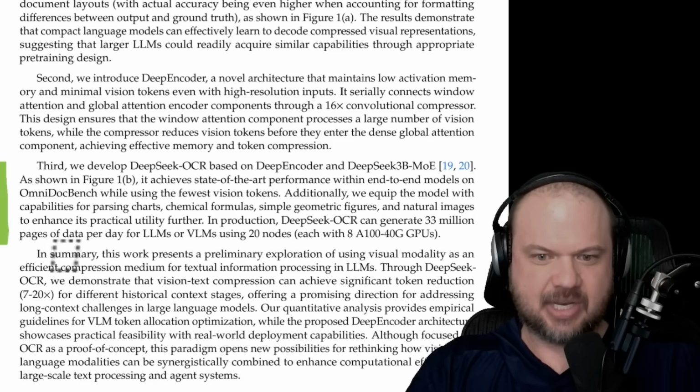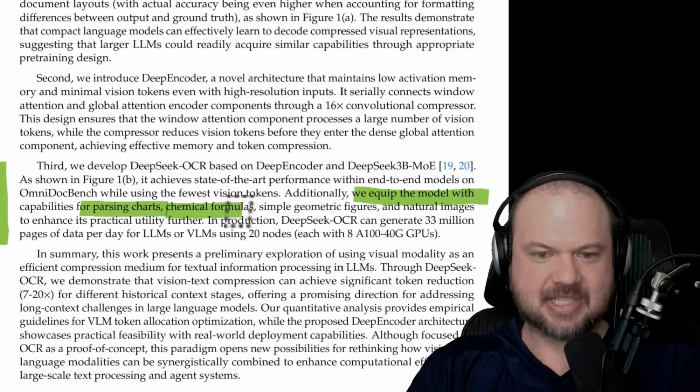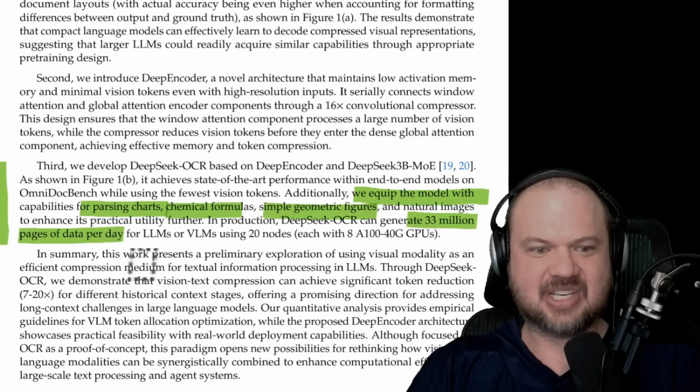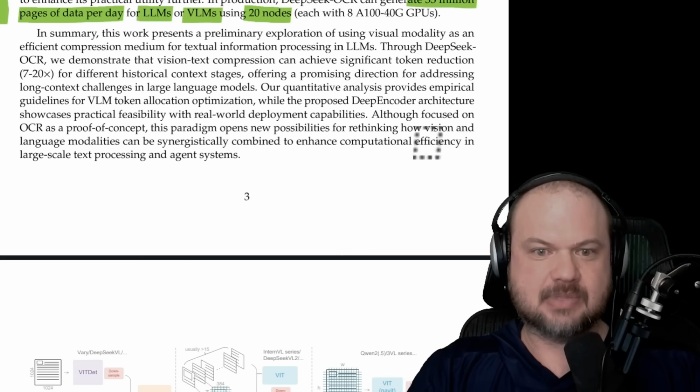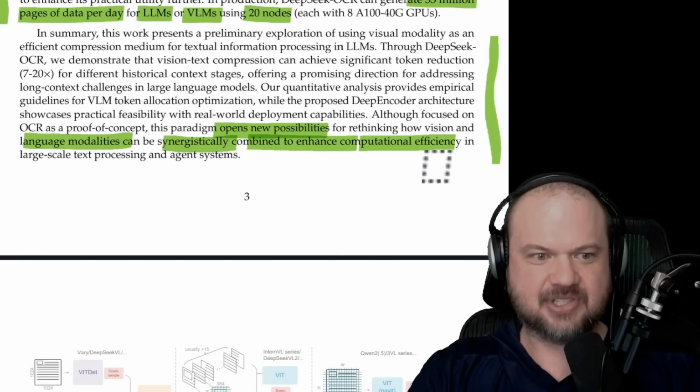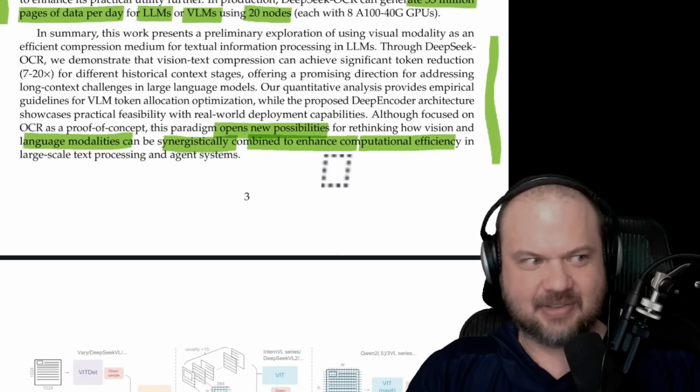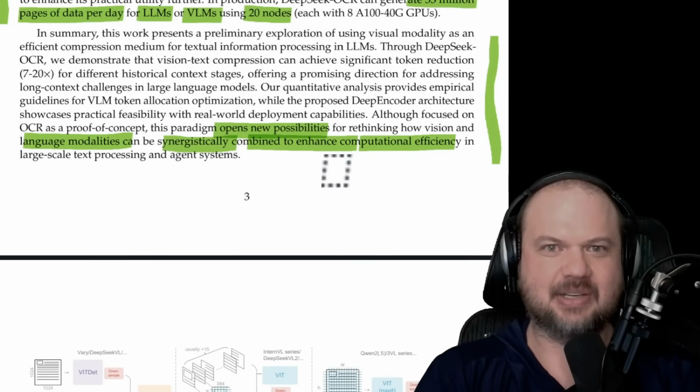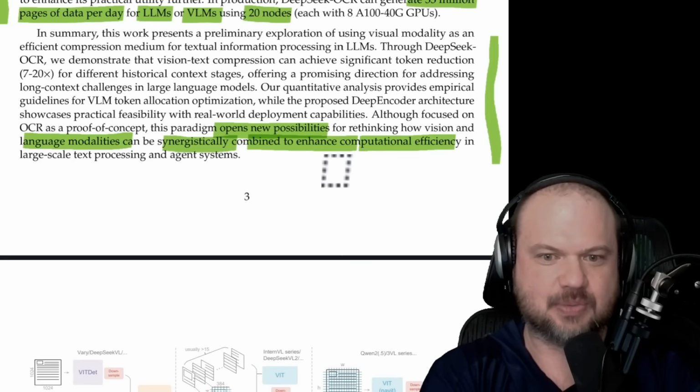And these models they created, they equip the model with capabilities for parsing charts, chemical formulas, simple geometric figures, and natural images. And Deepseek OCR can generate 33 million pages of data per day for LLMs and VLMs using 20 nodes. So their discoveries open new possibilities for how vision and language modalities can be synergistically combined to enhance computational efficiency. So again, using vision to text, we can really compress how much we can process.